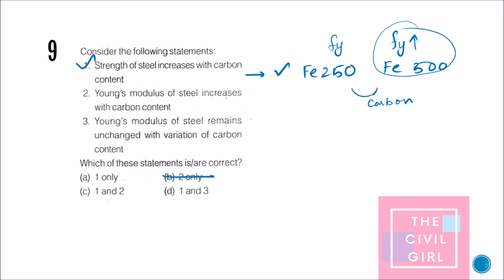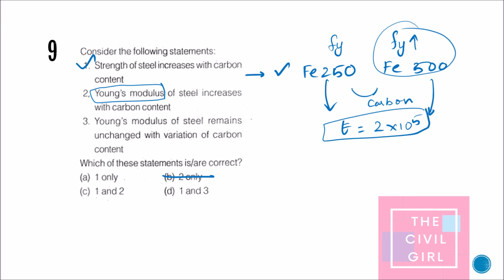Young's modulus of steel increases with carbon content. Now Young's modulus comes into account. We know that even for Fe250 and Fe500, E remains the same. It is 2 into 10 power 5 only. Therefore, it does not hold true. This answer is not correct, so you can eliminate this. Now coming to the third option, Young's modulus of steel remains unchanged with the variation of carbon content. That is correct. The answer is not only 1 but 1 and 3.